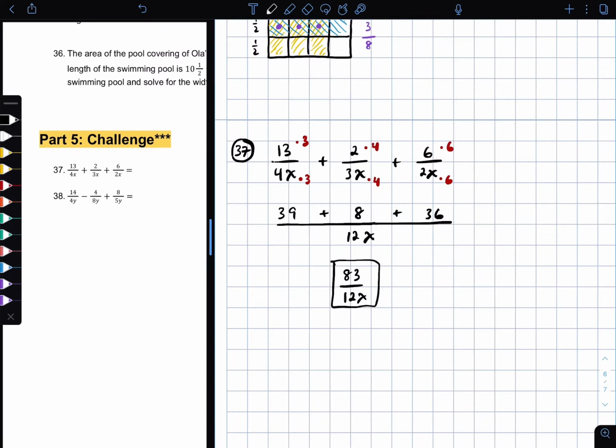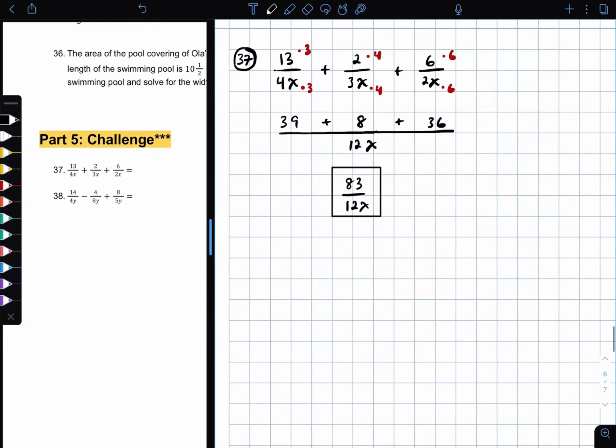That would be the most simplified version of this fraction, okay? Again, if we knew what x was, we could just plug it into this, and it would be the same as doing it to all three parts and then adding them together. So there's 37. You can't simplify that anymore just because 83 and 12 have nothing in common besides 1 for a GCF.